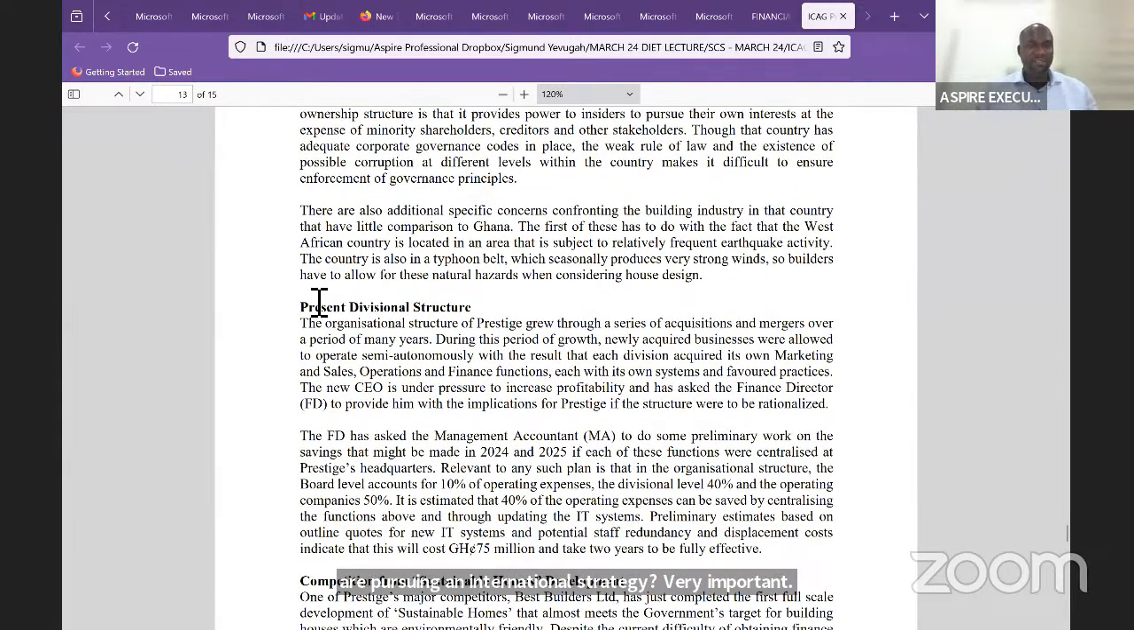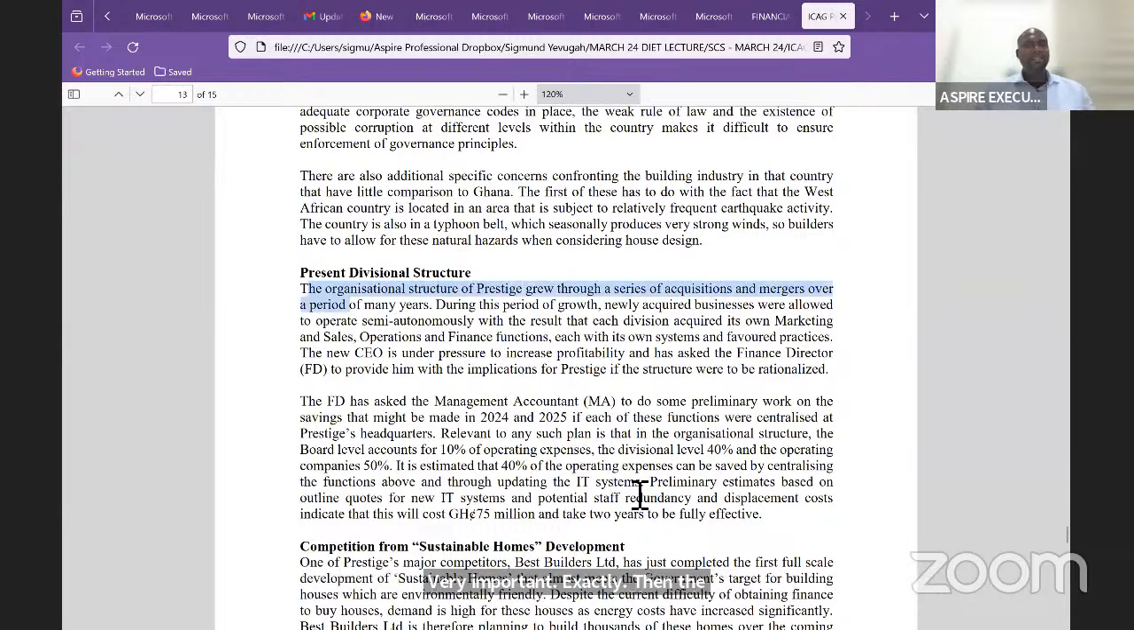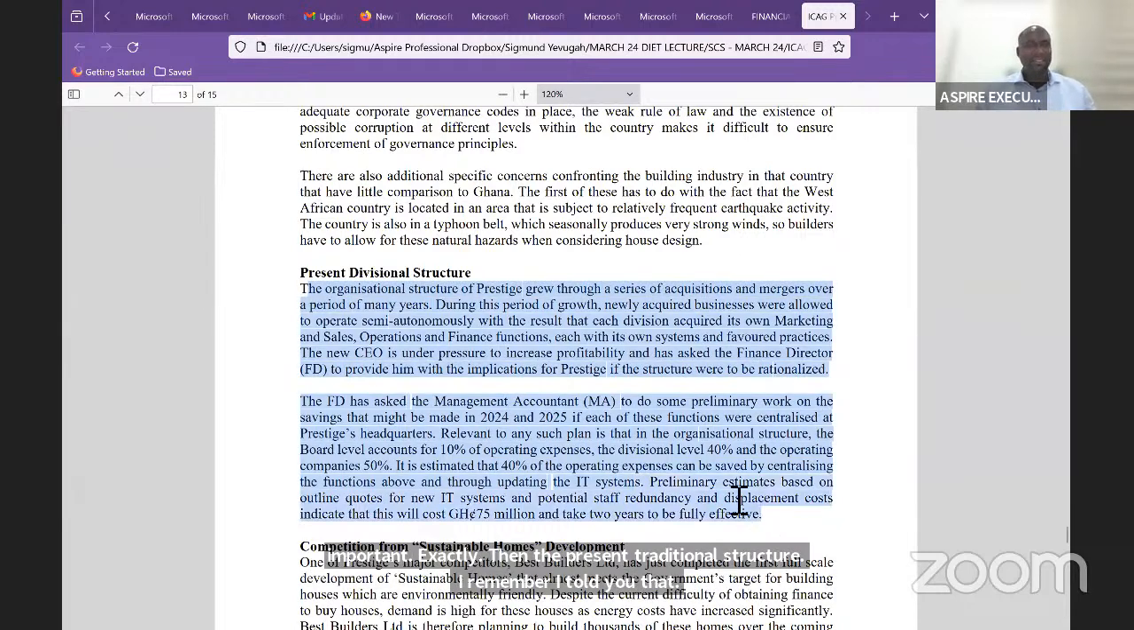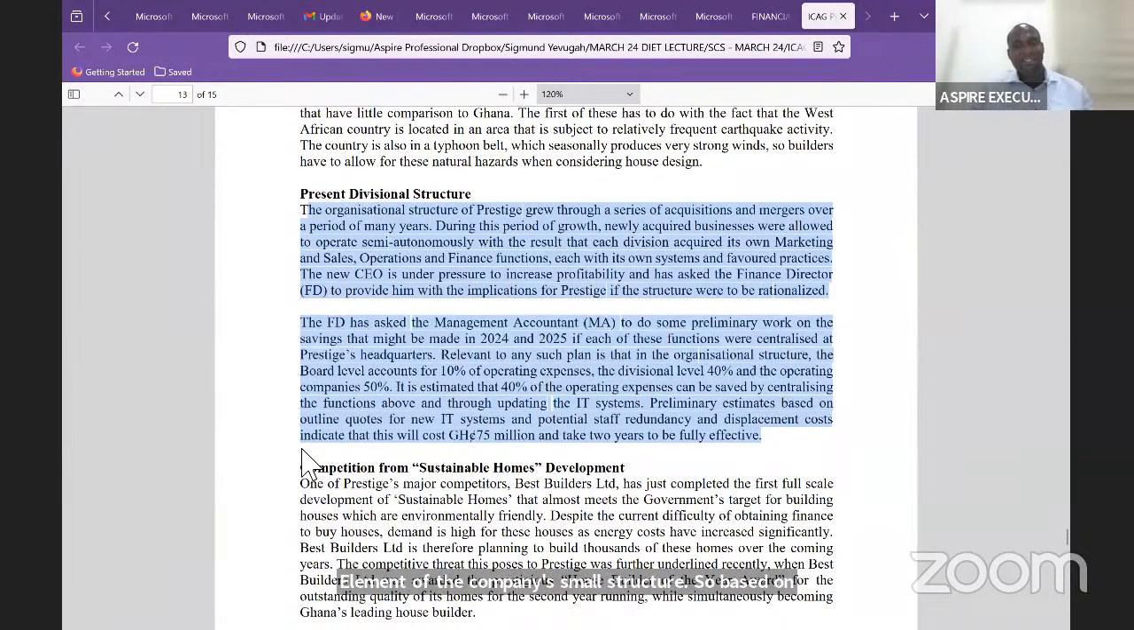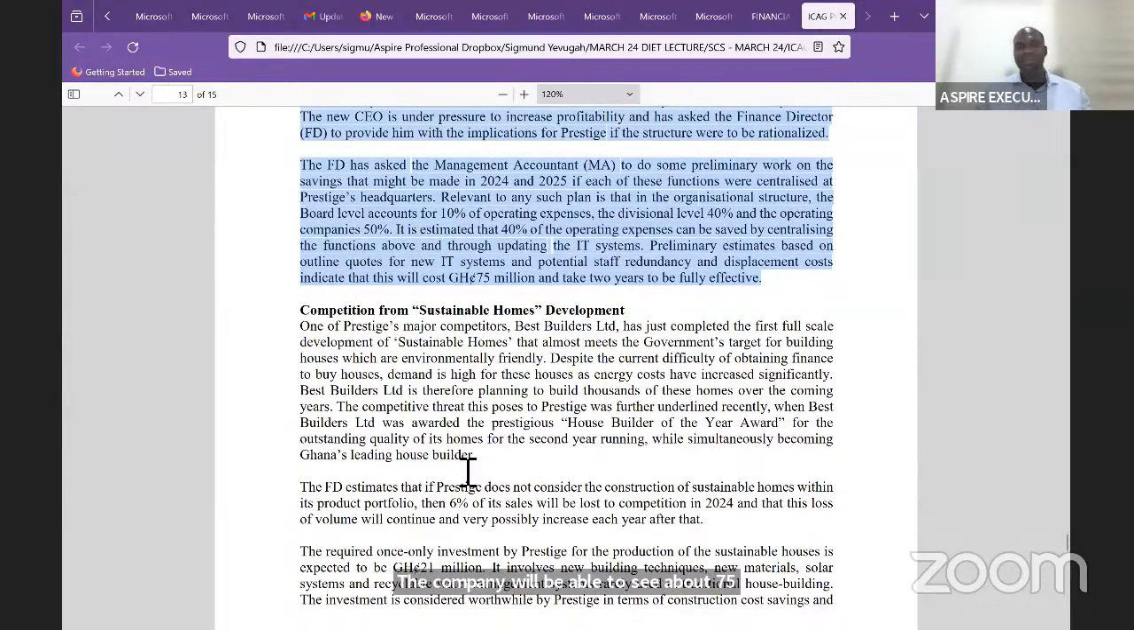present divisional structure. I remember I told you that there's a need to draw that structure. And they've told you clearly that they want to cut costs. And they give you the various costs of each of the various elements of the company's structure. So based on this, we may have to make a recommendation. And they said that if these cost-cutting measures are done, the company could be able to save about 75 million Ghana cedi. So there will be a need to do that.